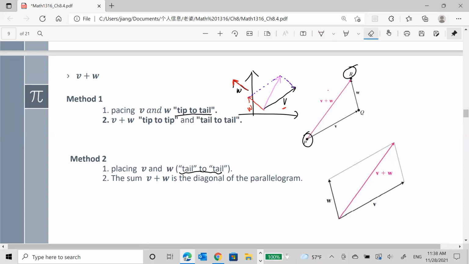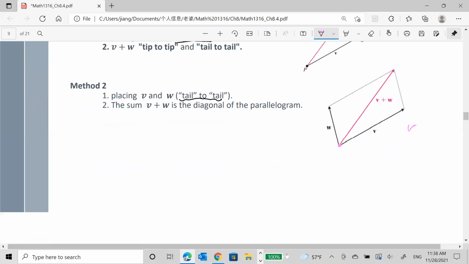So if I erase this one, you can see the method from the graph. For the second one, you move W and V together in a tail to tail form, and then draw a parallelogram. And then the diagonal is the sum. That's the V plus W. So we have two methods.